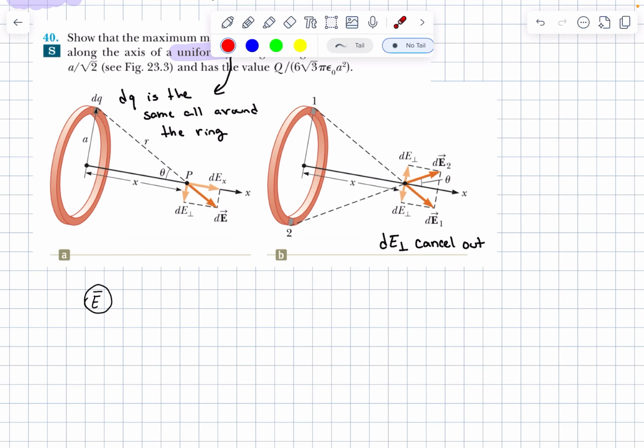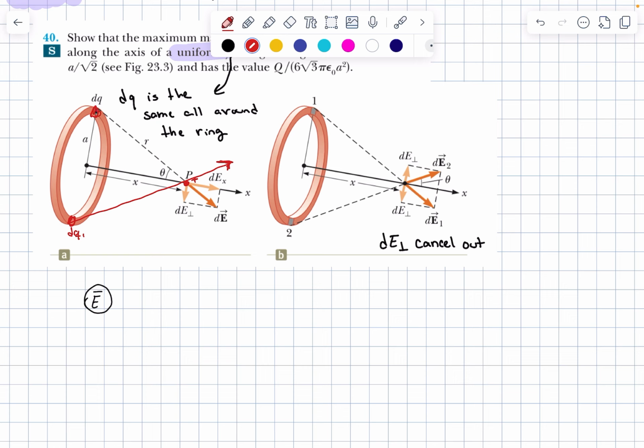Now, if we look here, this is our situation where we have this ring and we want to know the electric field at this point here. If we look at it close enough, we can see that we have little chunks of charge all along the ring. Let's say this is chunk dq1. The electric field is going to be pointing in the direction of motion of a positive charge. So if I had a positive charge here, it is going to be moved in this direction. It's going to feel repulsion.